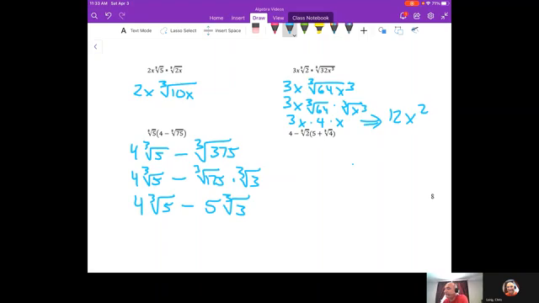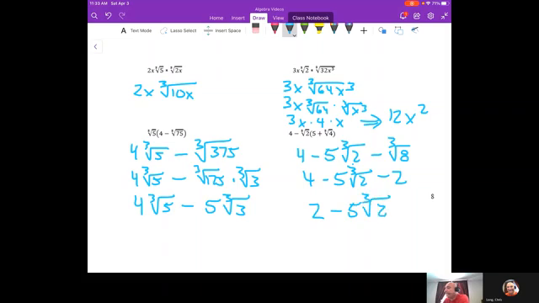And then the last one, I have 4 minus 5 times the cube root of 2 minus the cube root of 8. Oh, I can see that that's going to end up being something, because 4 minus the cube root of 2, I can't simplify that, but I can simplify the cube root of 8 to 2. So this is ultimately going to be 2 minus 5 times the cube root of 2.